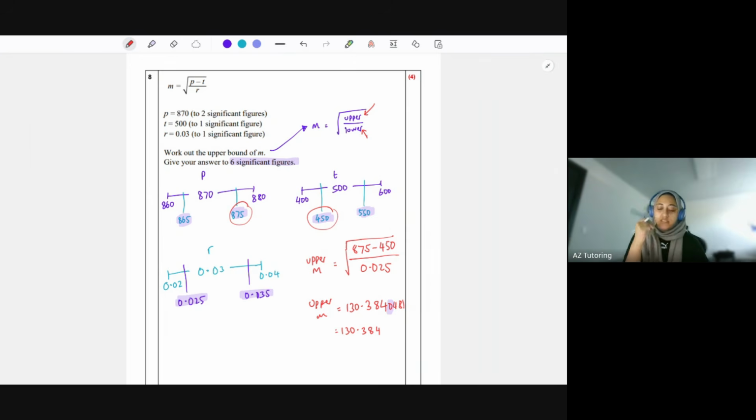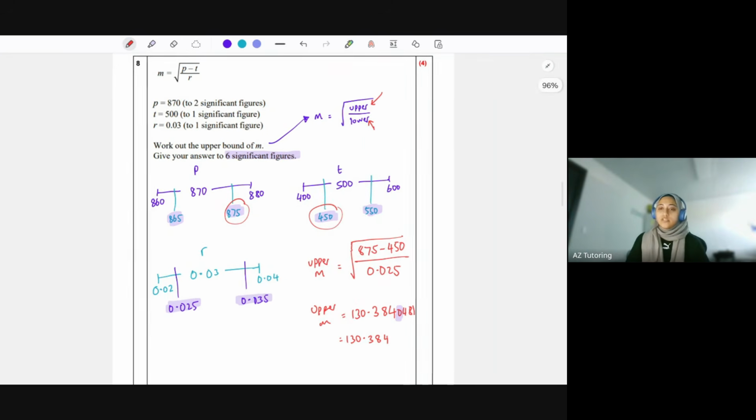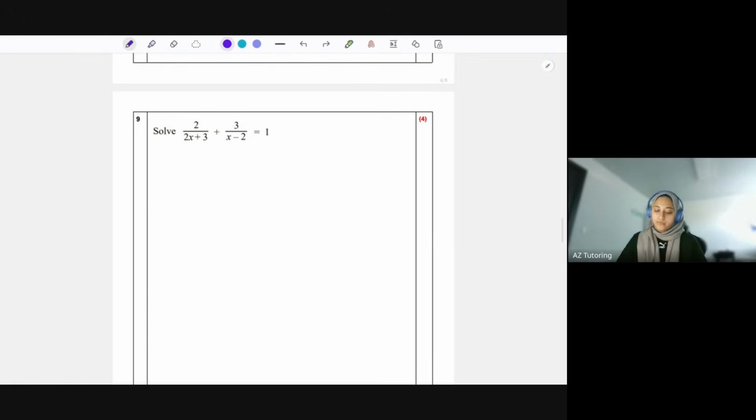What exam board is this? This is for all exam boards. Bounds and error intervals you do need to know for all exam boards. Okay, that's question 8. That was a bit of a tricky one because they don't really introduce a minus there, so that might have thrown a lot of people off. Usually we just do it over a fraction. So let's move on to question 9.